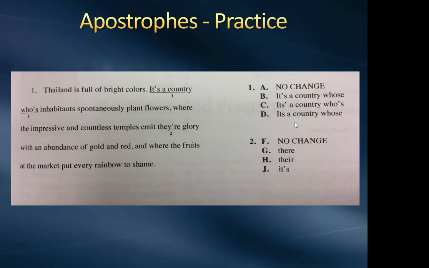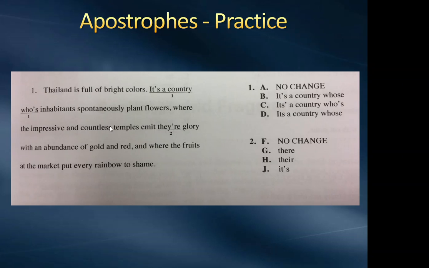So let's look over here at what our other options are. It's a country. Really we don't need to look any further than B because we know it needs to be it's with an apostrophe. But this has the correct form of whose as well. So it's going to be B. I just want to point out that its with an S apostrophe is never ever a word. If that's in the answer, you know that's wrong. That is not a word, okay?